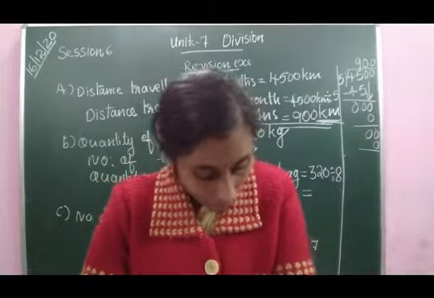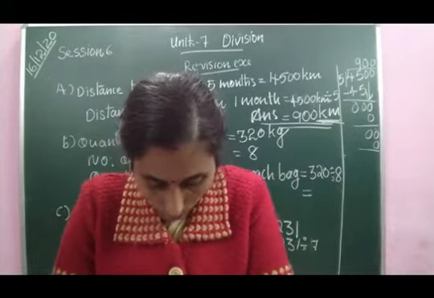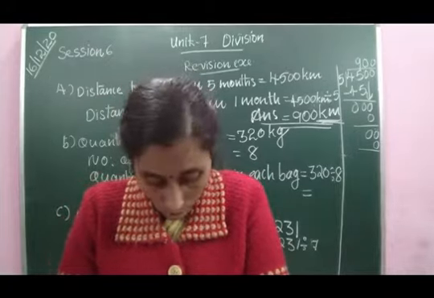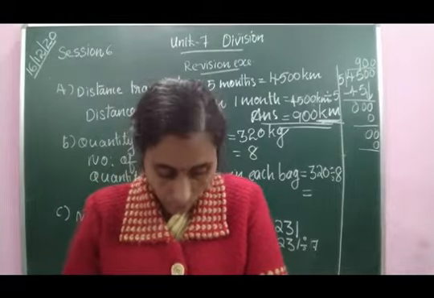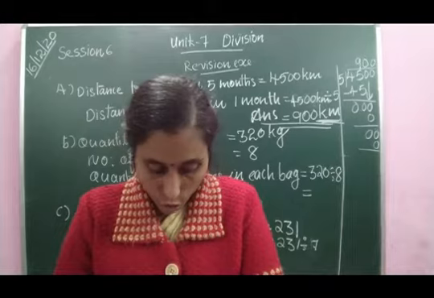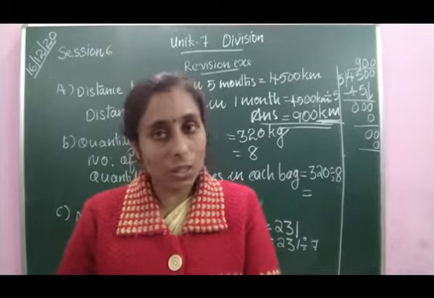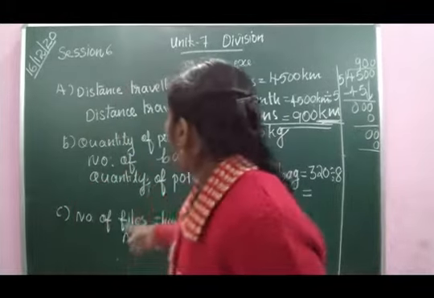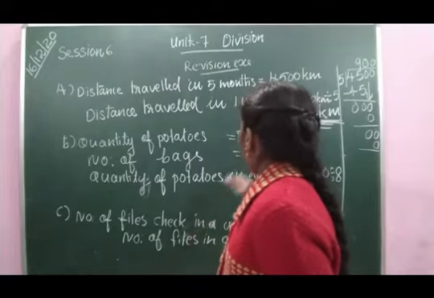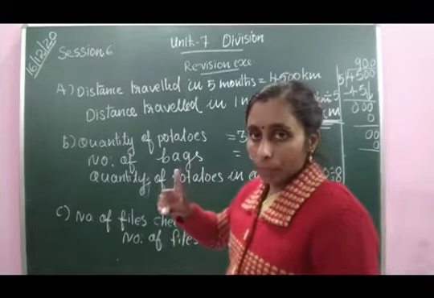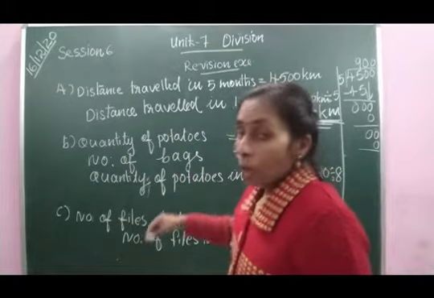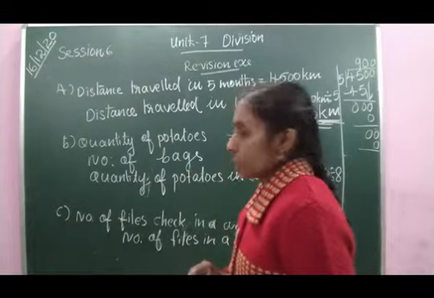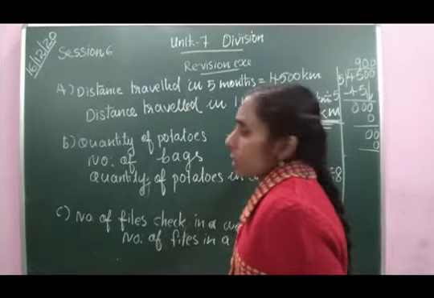A farmer has 8 bags. He has to put 320 kilograms of potatoes in all these bags equally. How much potatoes will he put in each bag? Here, can you write the number of potatoes? No, we cannot write a number of potatoes. We have to put that quantity of potatoes. How much? 320. Don't write the number of potatoes or amount of potatoes. You write quantity of potatoes, that is 320 kg. You write the unit.